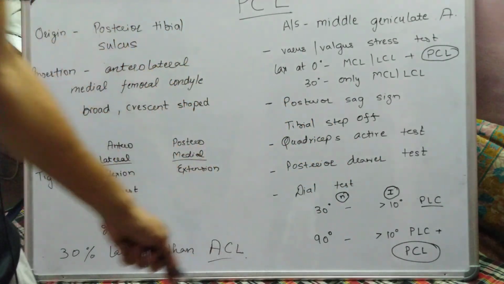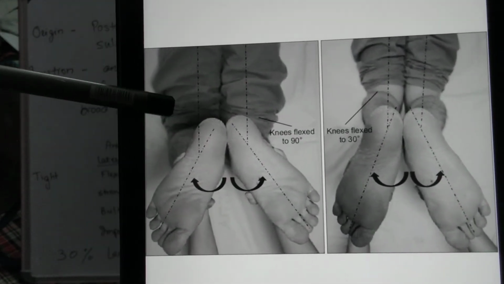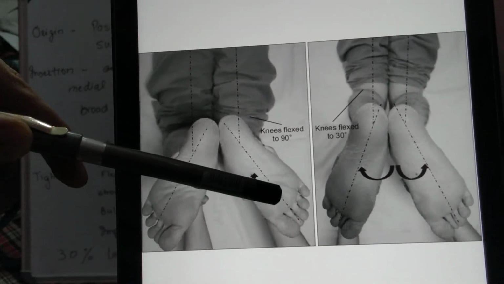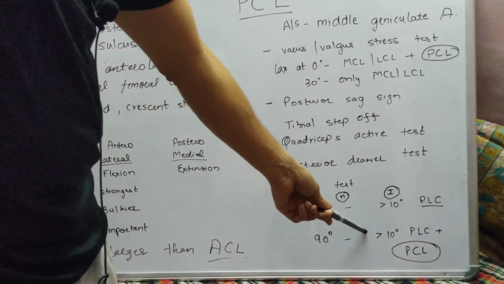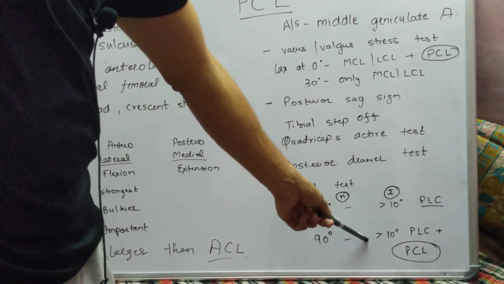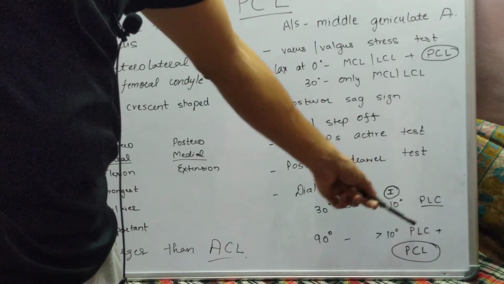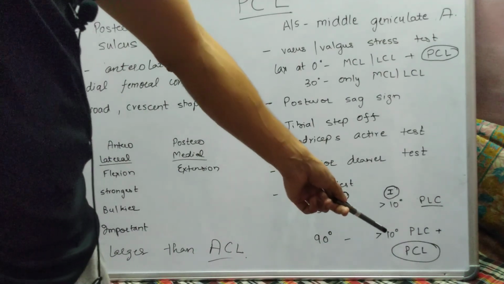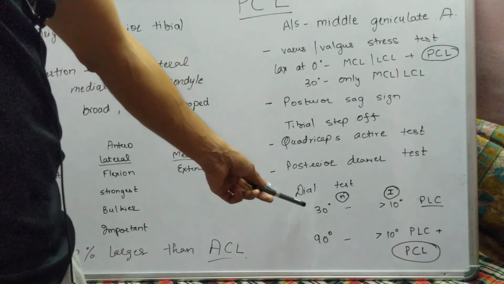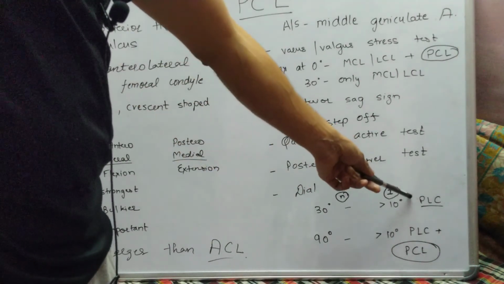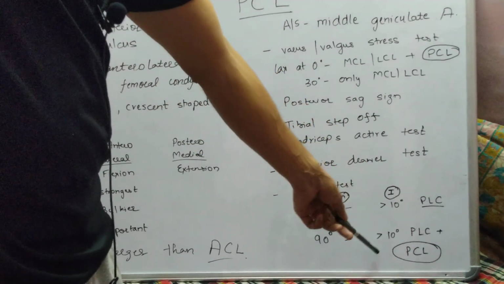We again perform the test at 90 degrees of flexion. Here, at 90 degrees of flexion at the knee joint, we perform the external rotation of the foot. Now if again there is an asymmetrical increase in external rotation on the injured side by more than 10 degrees, that means along with the posterior lateral corner injury, there is a posterior cruciate injury also. But this is only at 90 degrees of flexion, while at 30 degrees of flexion, it is only the PLC injury. So we need to differentiate between the PLC and the PCL injuries.